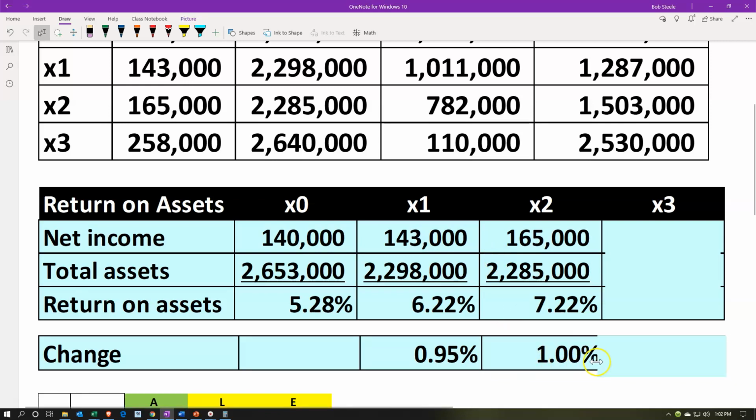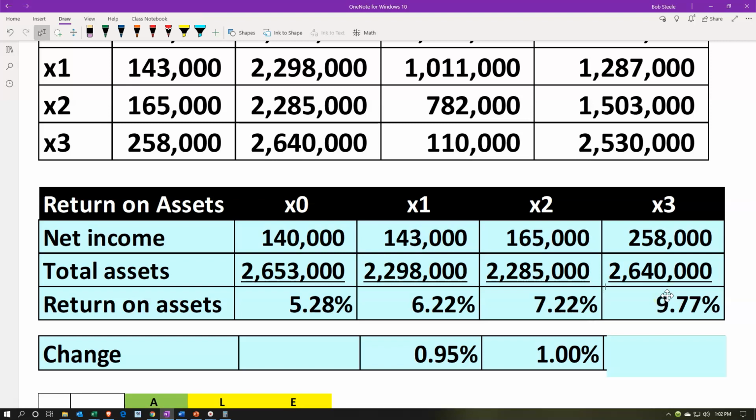If we take a look at the change, then we have a positive change as well, because it's an increasing change. So we have an increasing rise upwards. Okay, and then we've got the next item, which is going to be the 258 net income divided by the total assets, and that's going to give us a change of 9.77. Again, a positive change.